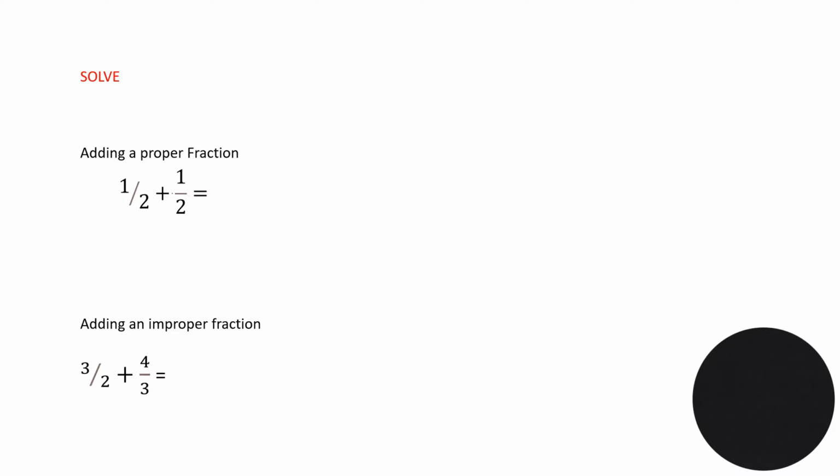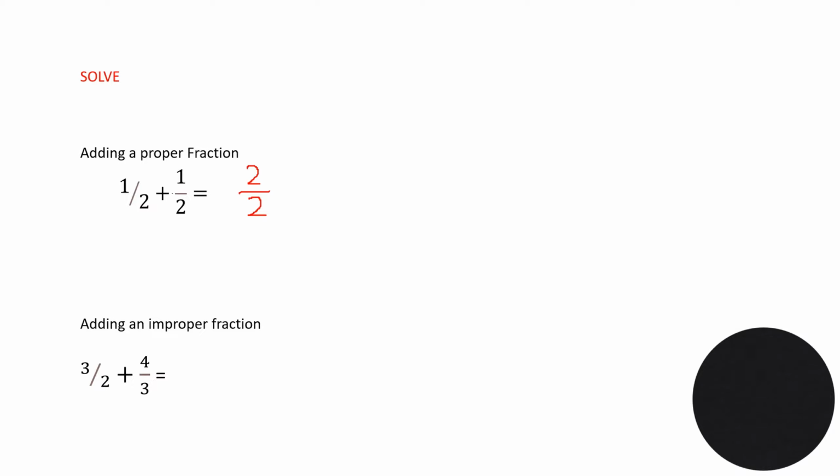So the denominator is the same. So you're going to write back the denominator. Wherever the denominator is the same, you write it back. And the denominator is 2. And the numerator, you're going to add the numerators, which is 1 plus 1, which is 2. So here the answer is 2/2.